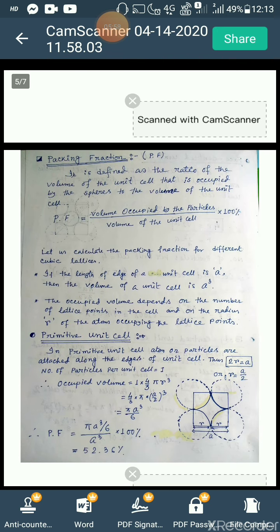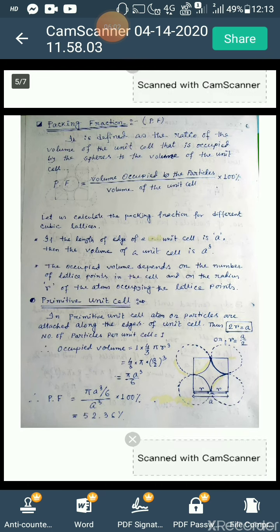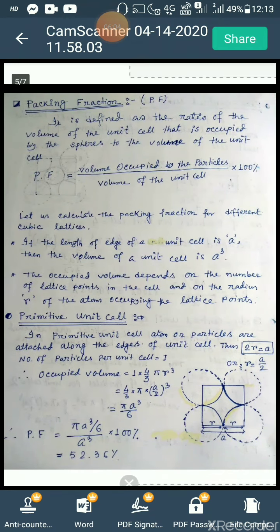Now packing fraction. What is packing fraction? Packing fraction is defined as the ratio of the volume of the unit cell that is occupied by the spheres to the volume of the unit cell. That is, packing fraction is the volume occupied by the particles or atoms present in the unit cell divided by the volume of the unit cell, into 100.